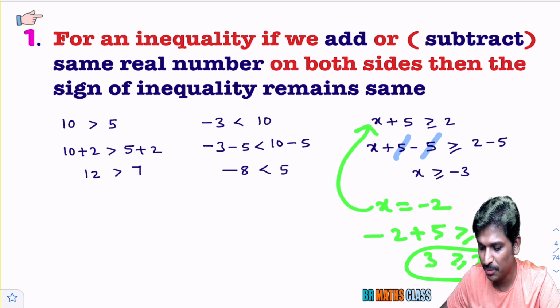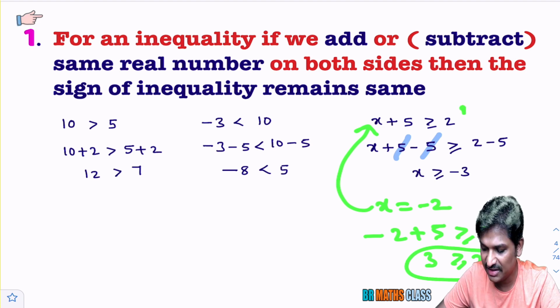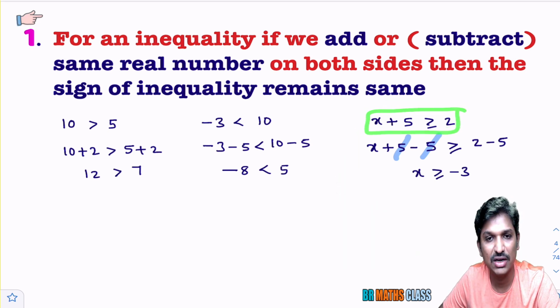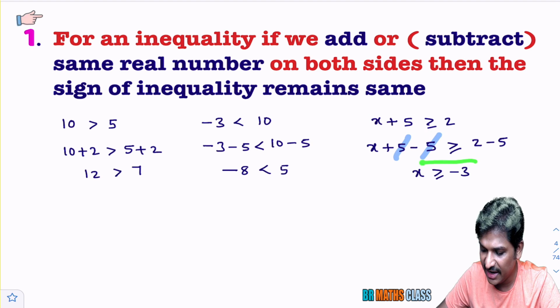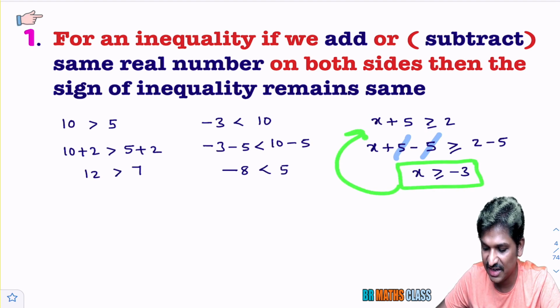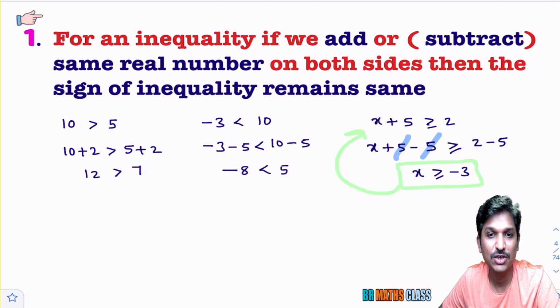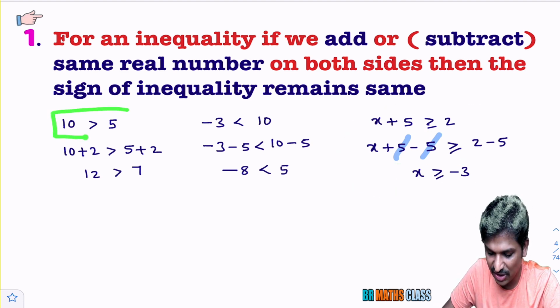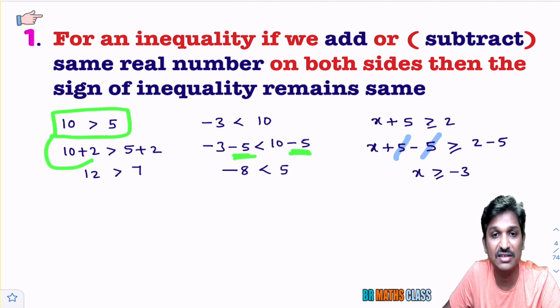When I put x equal to minus 2, that is satisfying this inequality. That means minus 2 is a solution for this inequality. Not only minus 2, you take any real x value which is greater than minus 3, that satisfies this inequality. I hope you understand this. Here what I am trying to say, this is one inequality which is true. For that we can add, we can subtract, and the inequality sign remains the same.